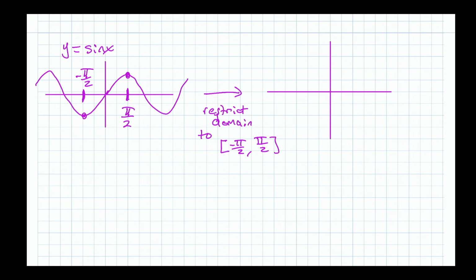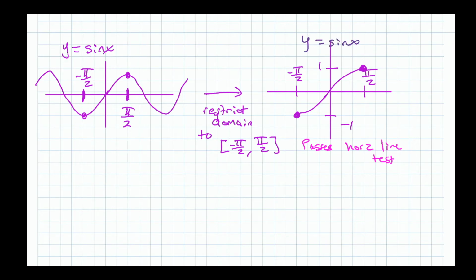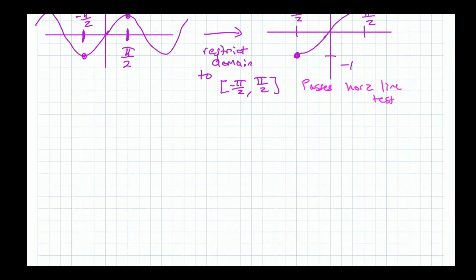Well, I mean, it's the same graph, but what it looks like is this. Right? And so this one does pass the horizontal line test. So this is still the sine function. It's just a little piece of the sine function after we restricted the domain.